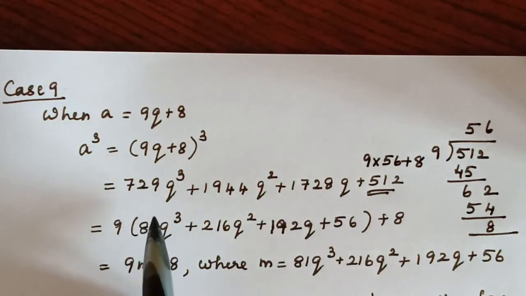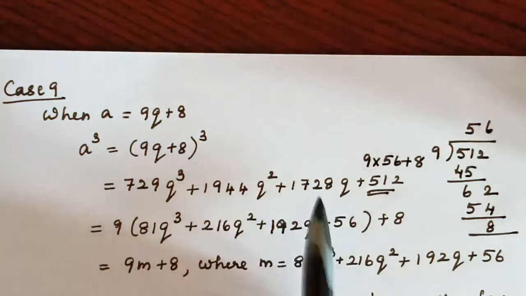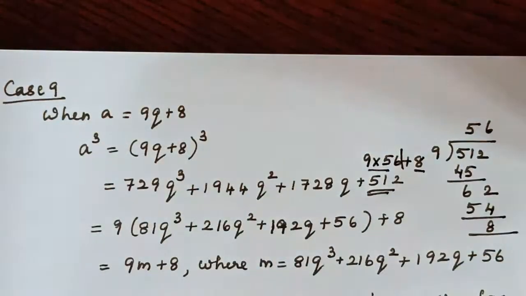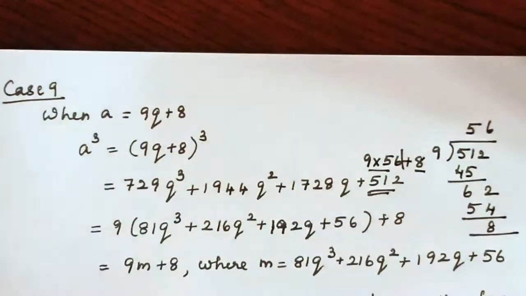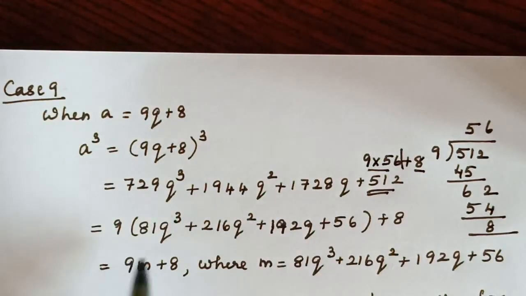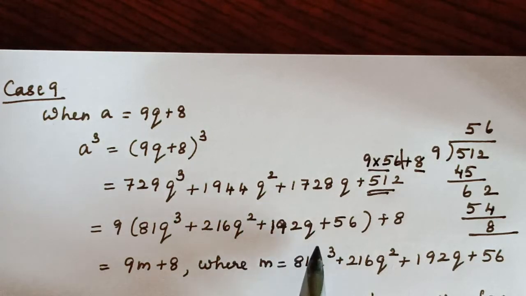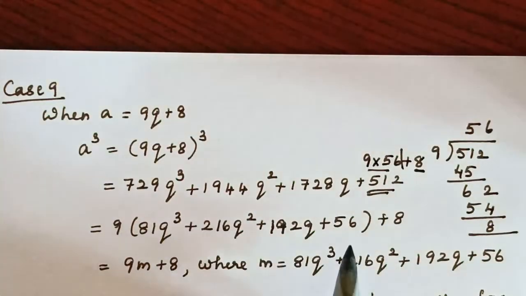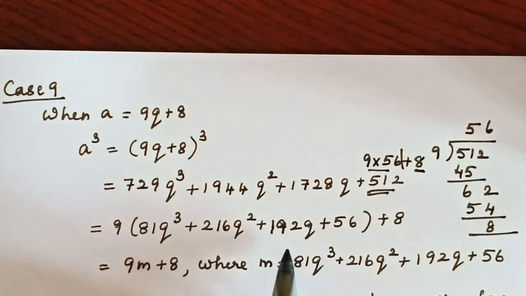So now we are getting 5 terms. First one, second one, third one, this is the fourth one and this is the fifth one. So from these 4 terms we can take 9 as a common factor. So 9 into (81q cube plus 216q squared plus 192q plus 56) and then plus 8. So here we can write it as 9m plus 8, where m is equal to 81q cube plus 216q squared plus 192q plus 56.